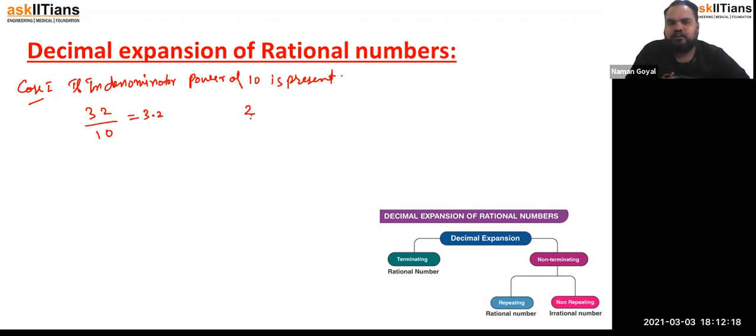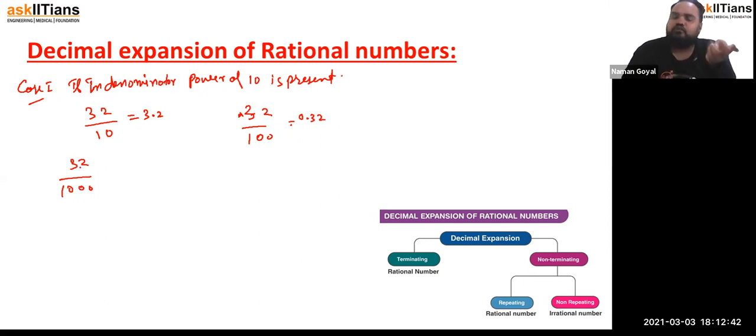If we have 32 upon 100, there are two zeros, so we put the point two digits from the last. The point comes here, so it will be 0.32. Now if we have three zeros, you have to put the point before 3 digits, but there are only 2 digits in the numerator, so you can put a 0 first. So it will be 0.032. So first we have these simple types of decimal expansion.